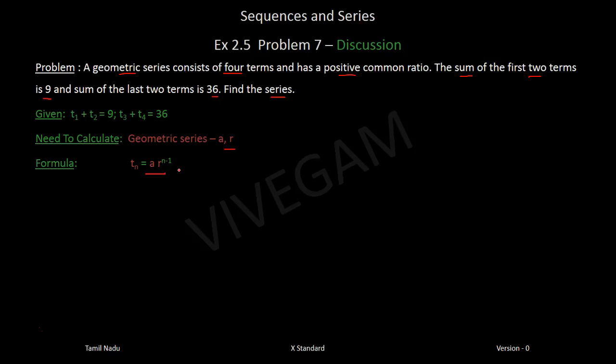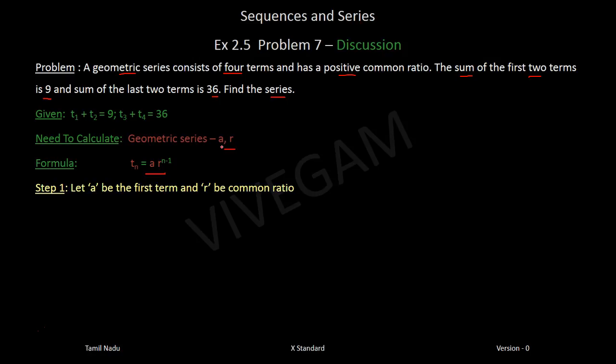Okay. Now, what can we do? Let's assume the first term and the common ratio are A and R. So substitute those here. The series will be T1 will be A, T2 will be AR. So A plus AR equal to 9. Because you have 2 unknowns, A and R, which need to be calculated, you have to have 2 equations. They have given 2 sets of information. So if you convert these sets of information into equations in A and R, you will be able to solve it.